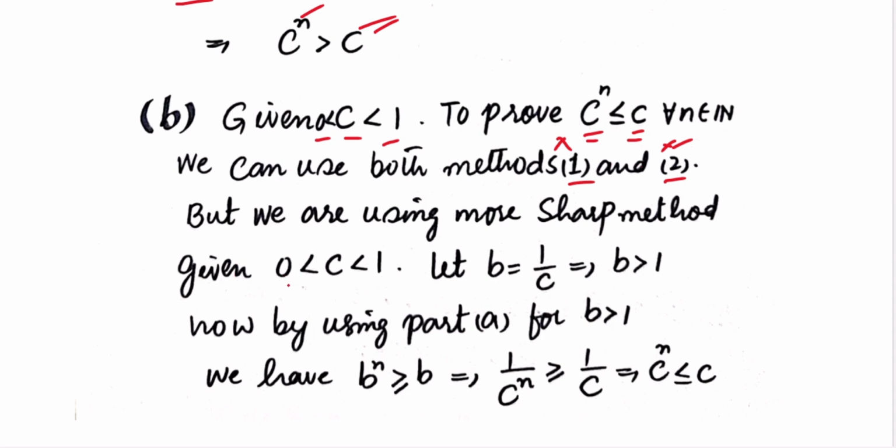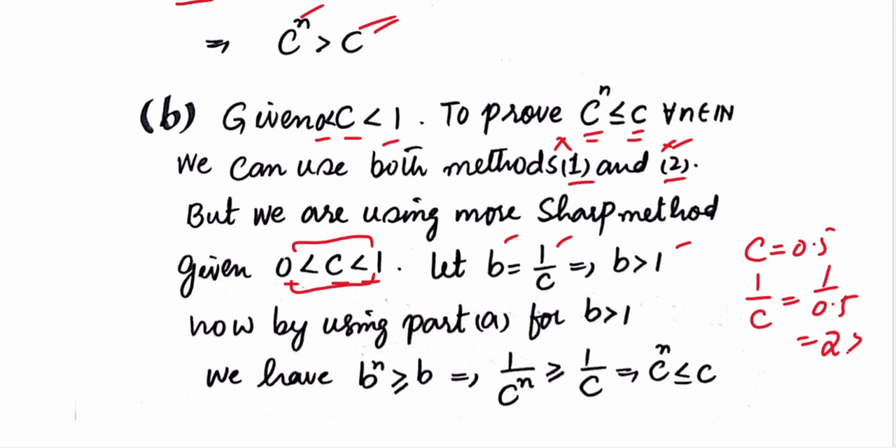It is given that 0 less than c, c less than 1. Let us substitute b equal to 1 over c. b is a real number which is equal to 1 over c, the reciprocal of c. As c lies between 0 and 1, whenever you take the reciprocal of any number between 0 and 1, it will be greater than 1. For example, if my c is 0.5, then 1 over c is 1 over 0.5, which is equal to 2, which is greater than 1. So I am supposing that b is equal to 1 over c. This shows that b is greater than 1.